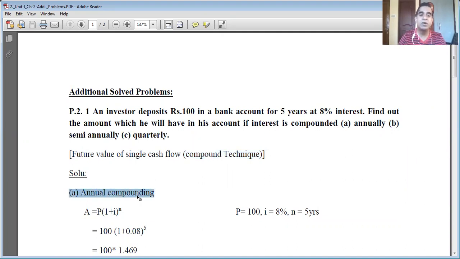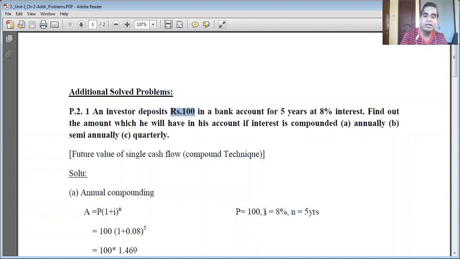If interest is compounded annually, interest will be credited once in a year. I hope we can recall the equation: A is equal to P into bracket 1 plus small i raised to small n. What is principal? P is the principal in the beginning of the period, so that is 100 rupees. It is there in the problem.